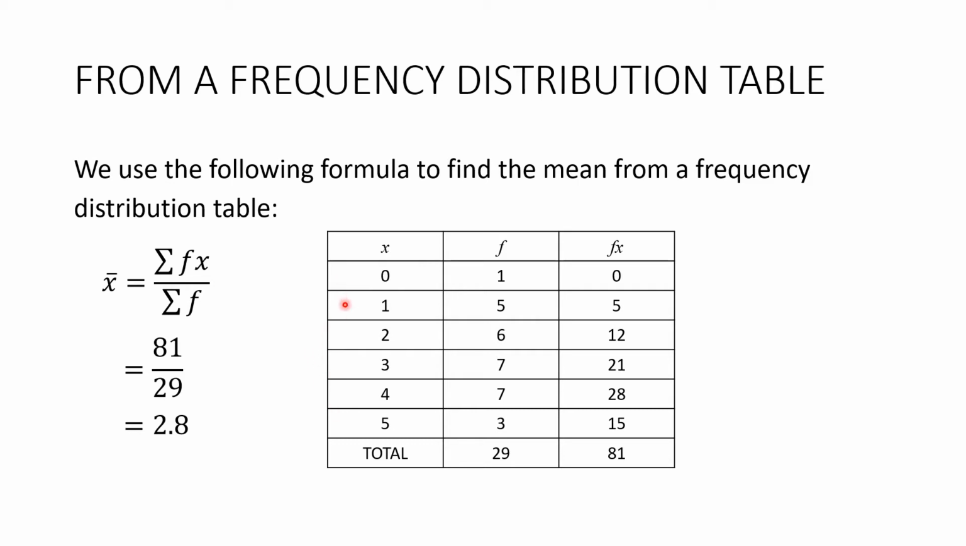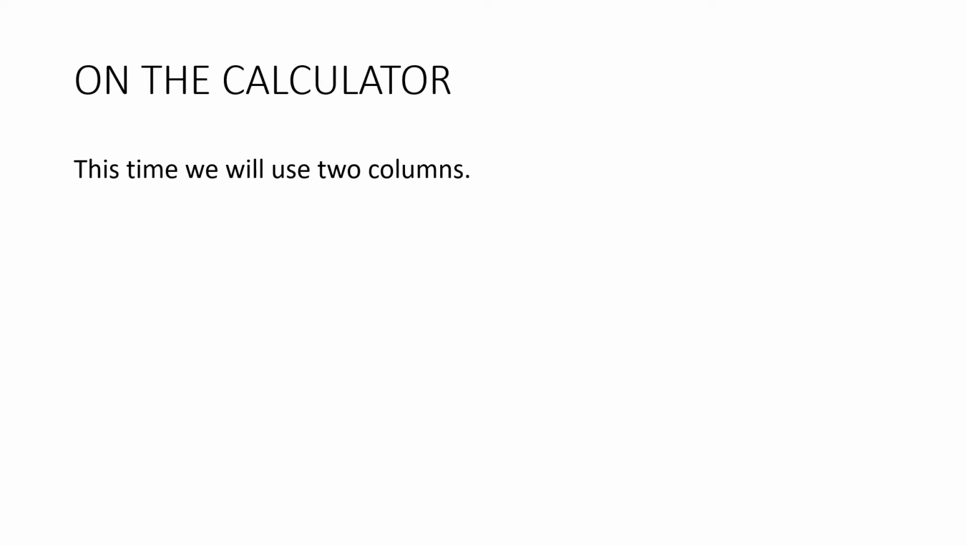It should lie somewhere in between these values. You wouldn't want an answer of 12, for instance. 2.8, that looks reasonable. On the calculator, this time we're going to use two columns.